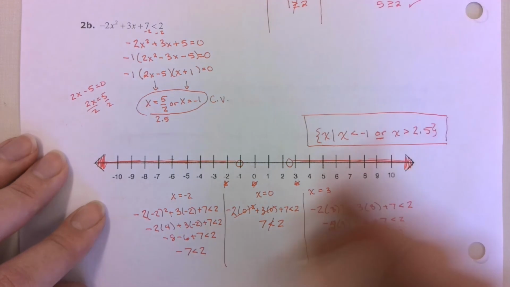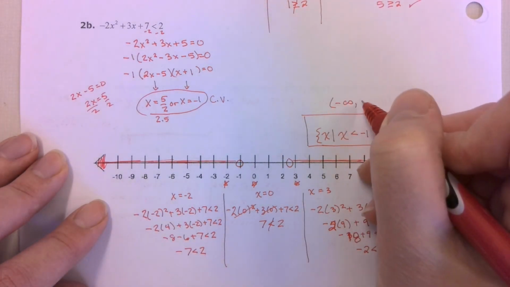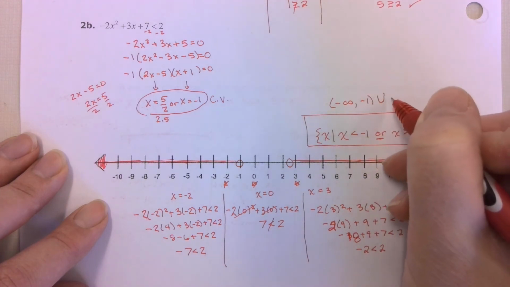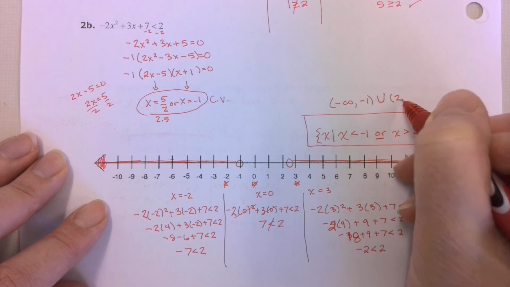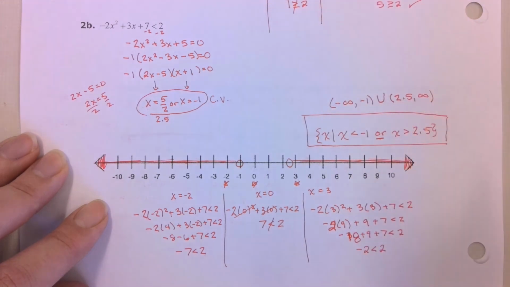In interval notation, you can see the lowest point we have is negative infinity. It goes up to and stops at negative 1 but is not included. Union symbol for the word or. It starts just above 2.5 and it goes up to positive infinity.